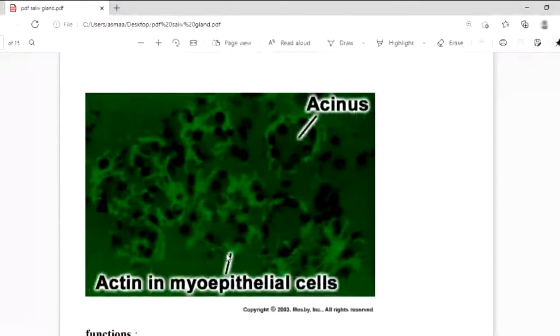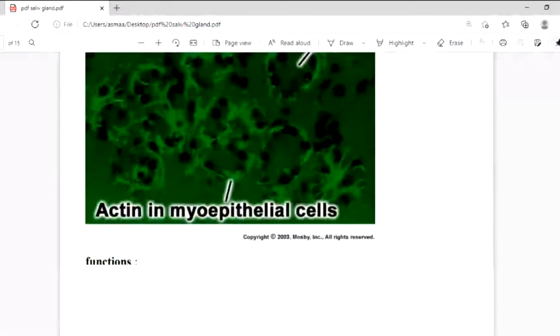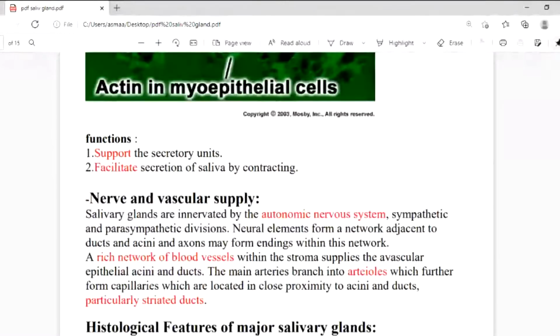As I said before, these are the myoepithelial cells in special stain. The function of the myoepithelial cells: why do they exist? We said they contract to support the secretory units and facilitate secretion of the salivary gland by contracting. They help the acini contract so that they secrete the saliva. So, they support the secretory units and facilitate secretion of saliva by contracting.